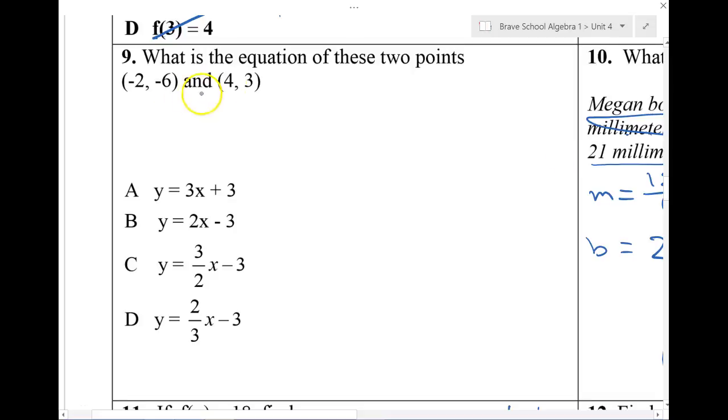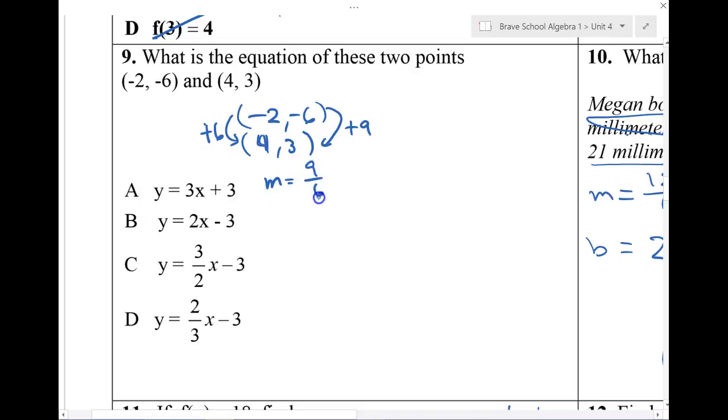So what is the equation of these 2 points? So again, just like the last one, you need to first find the slope. You're going to take the 2 points and stack them right on top of each other. And then you need to find the change from one point to the next. So from negative 6 to positive 3, it's going up 9. And then from negative 2 to 4, it's going up 6. So then your slope is 9 over 6.